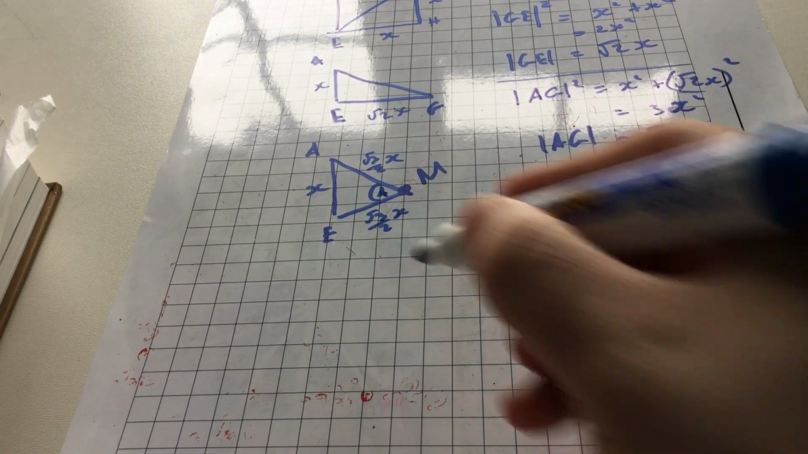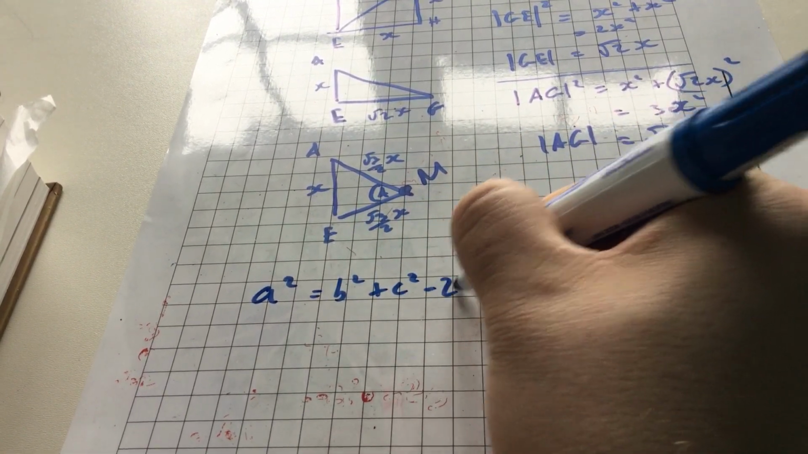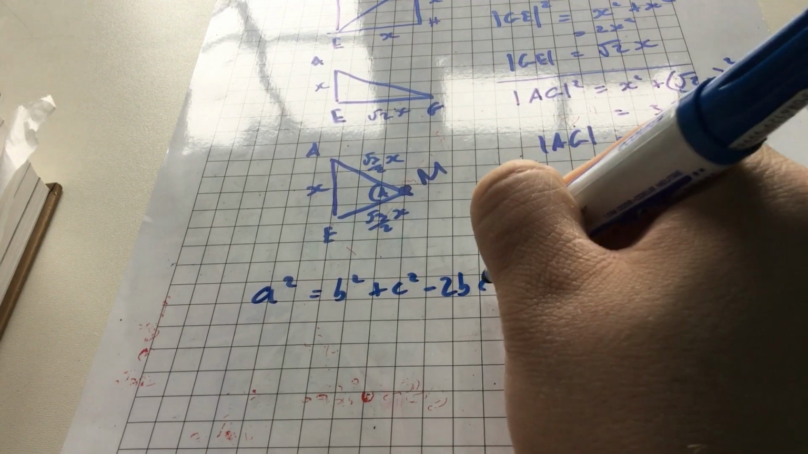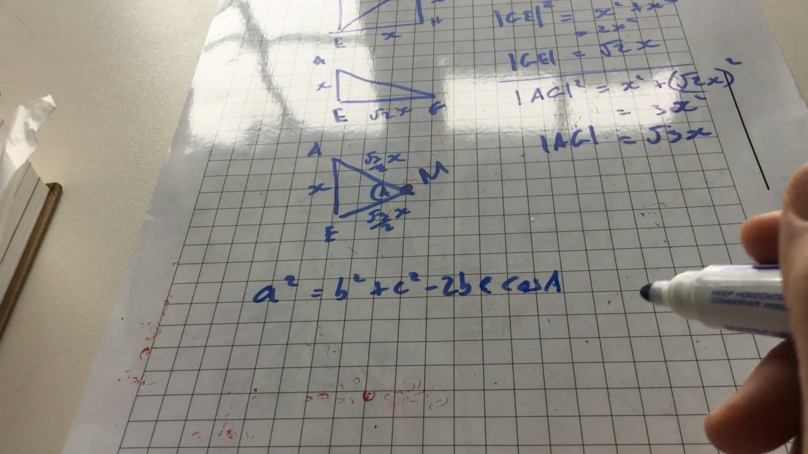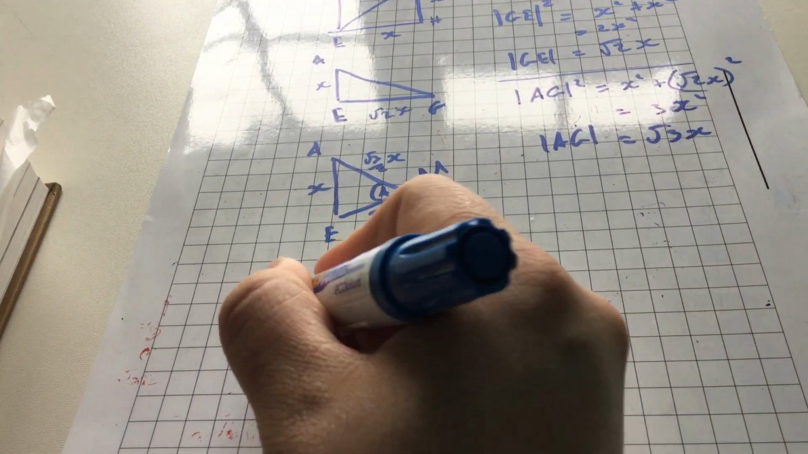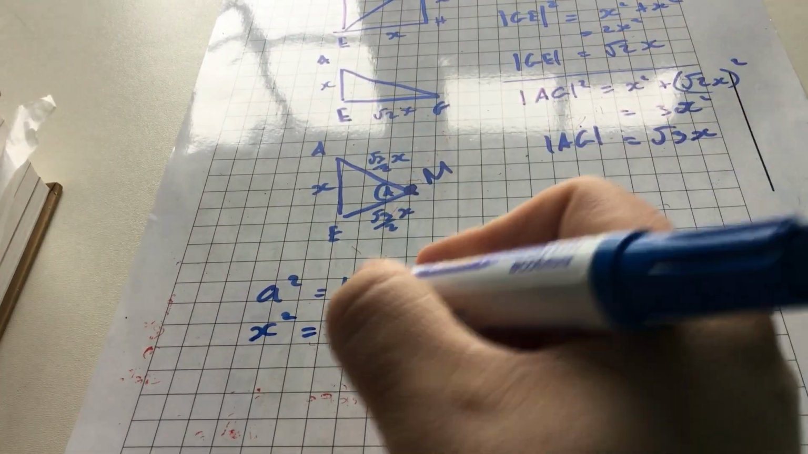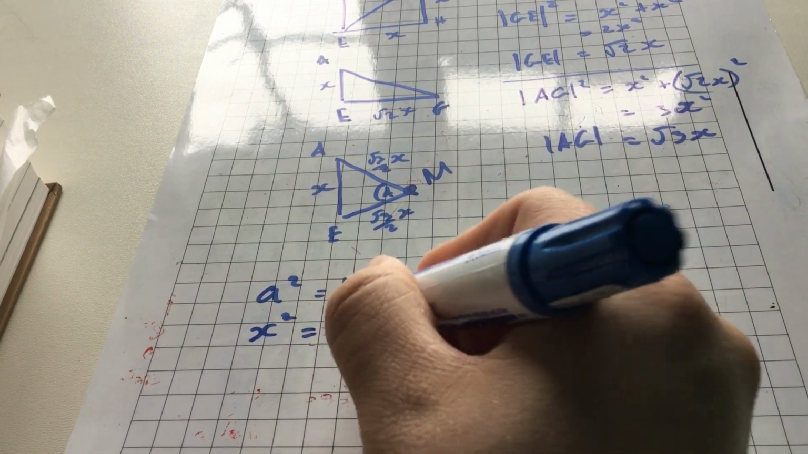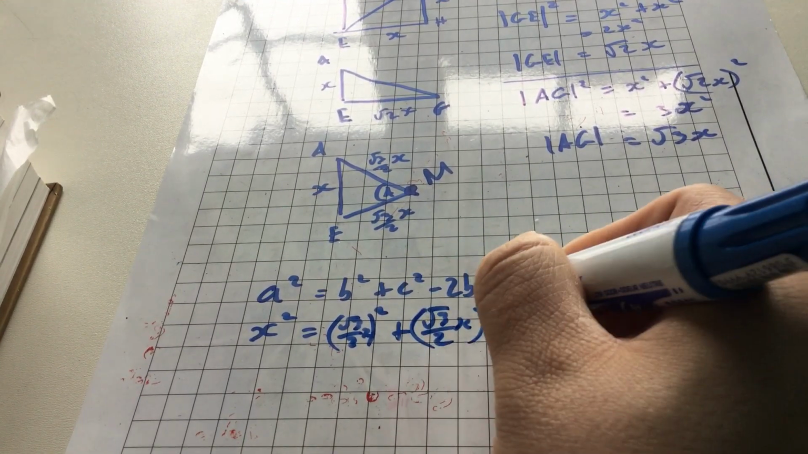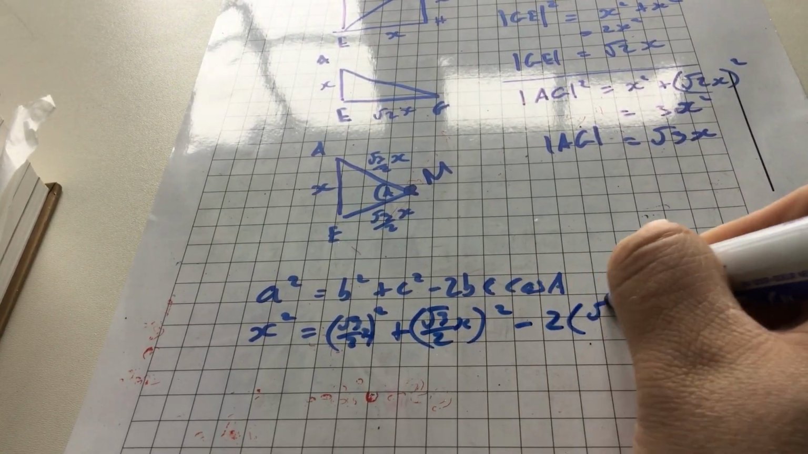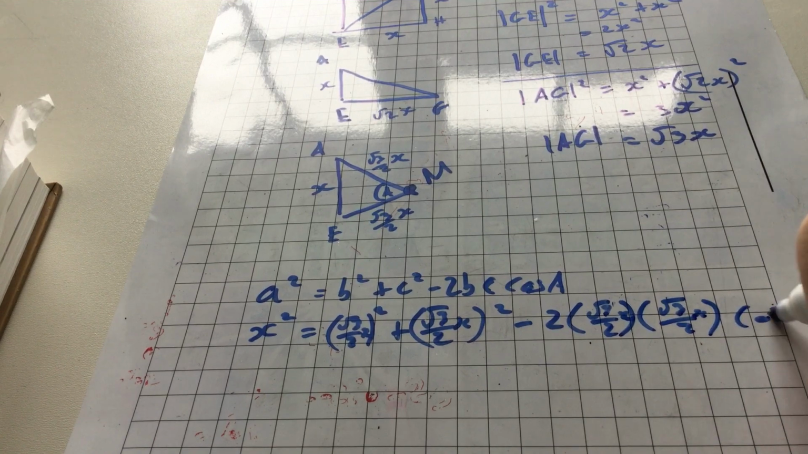I'm going to use cosine rule, because if I have all three sides, I can find any angle. It's up to you whether you rearrange for cosine A first, or sub in and then rearrange. I tend to sub in and then rearrange, but again, up to you. So x is opposite the angle A. So x squared equals root 3 over 2 x squared plus root 3 over 2 x squared minus 2 root 3 over 2 root 3 over 2, sorry, these are both x, cosine A.